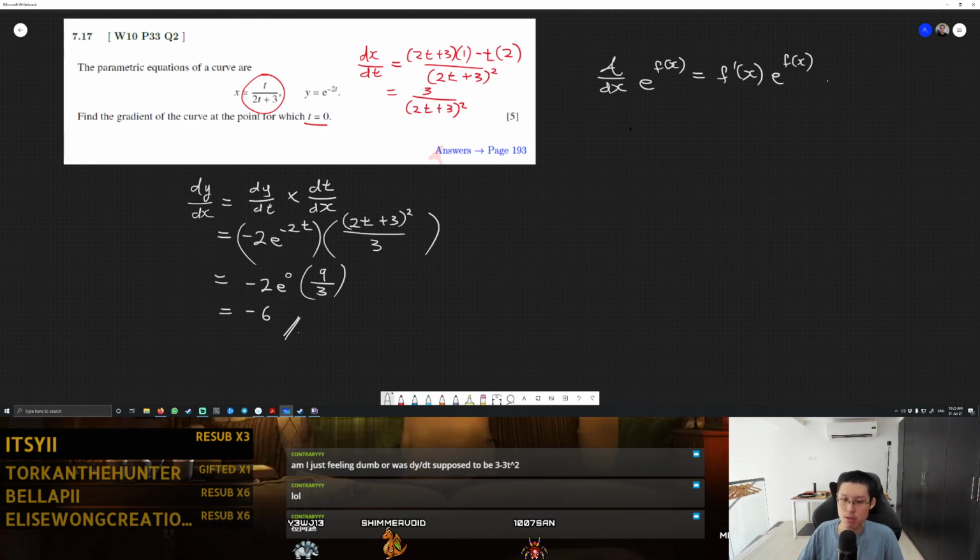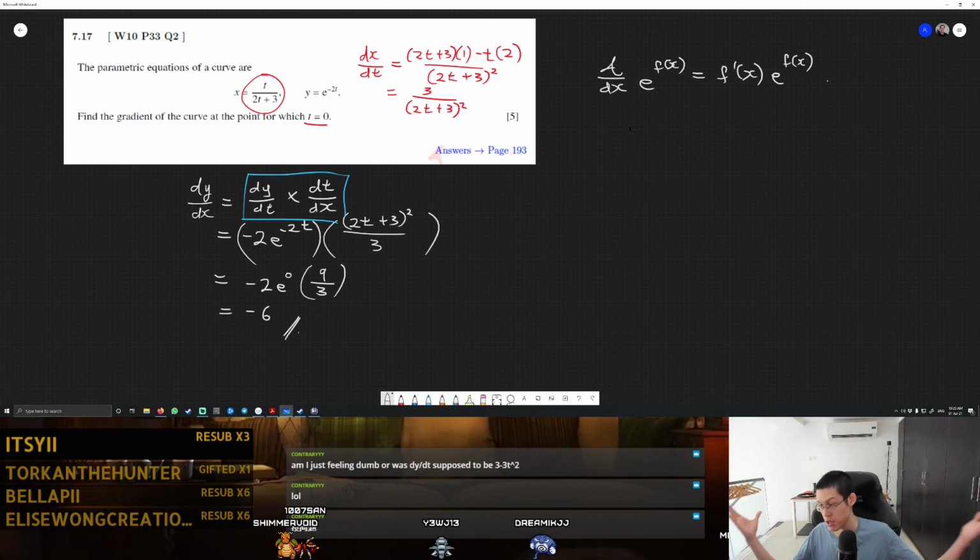So as you can see, it all boils down to just using the chain rule. And that's pretty much all there is to it. Very short chapter, as I've said. Okay, we're done with differentiation. Woohoo!